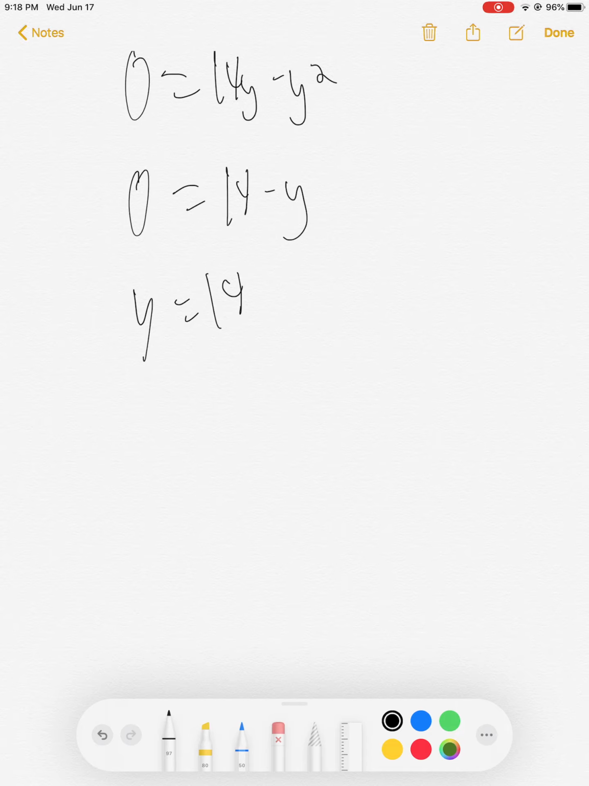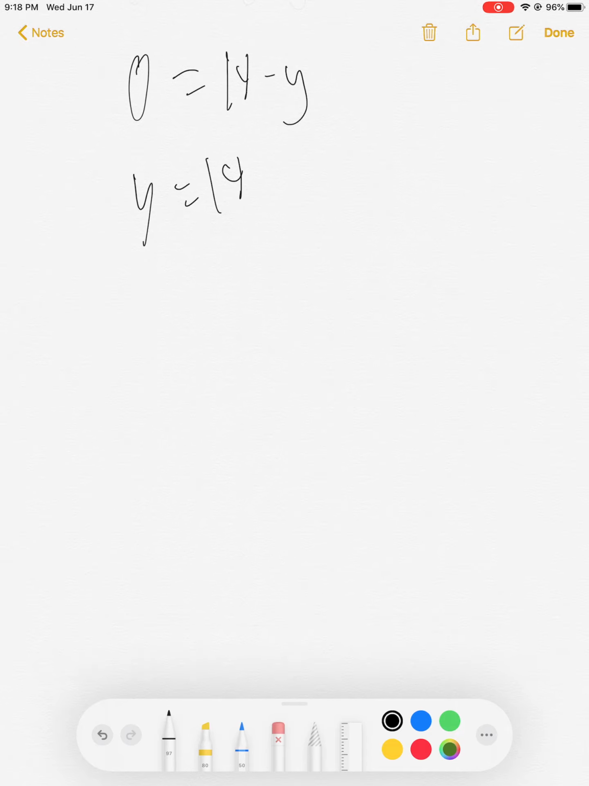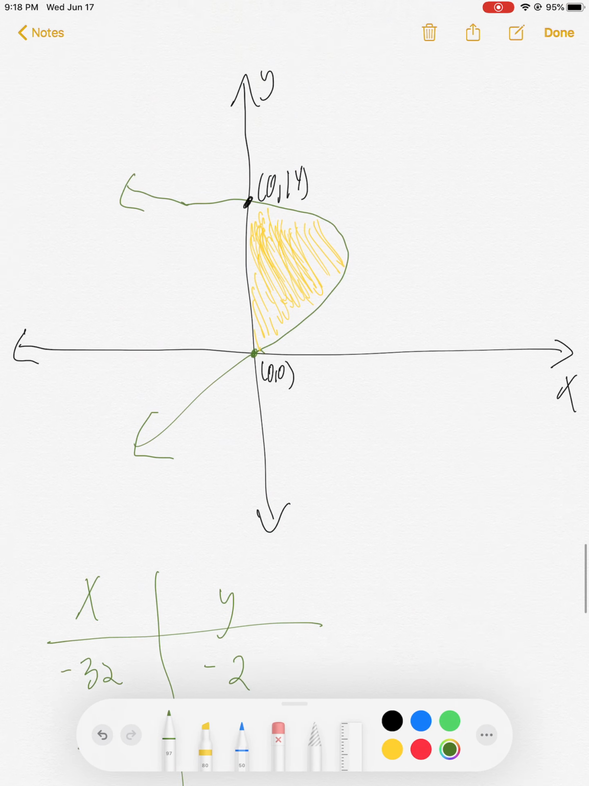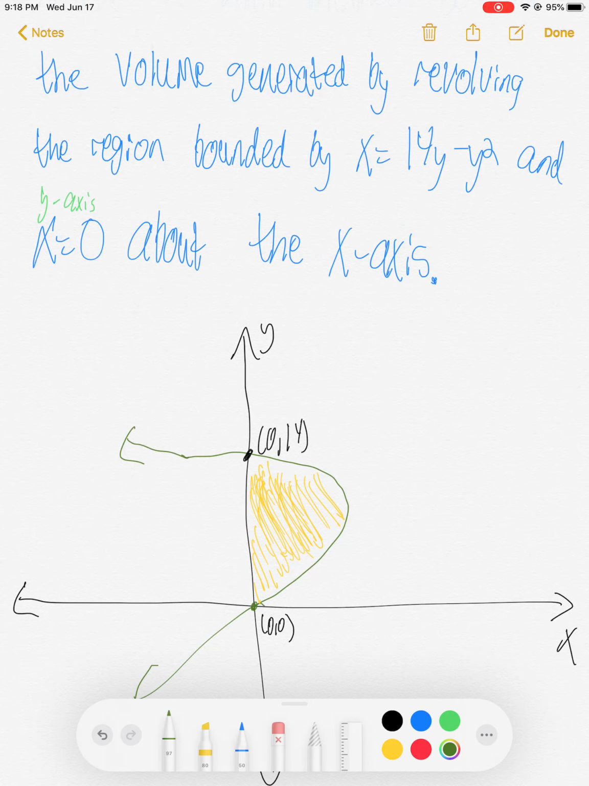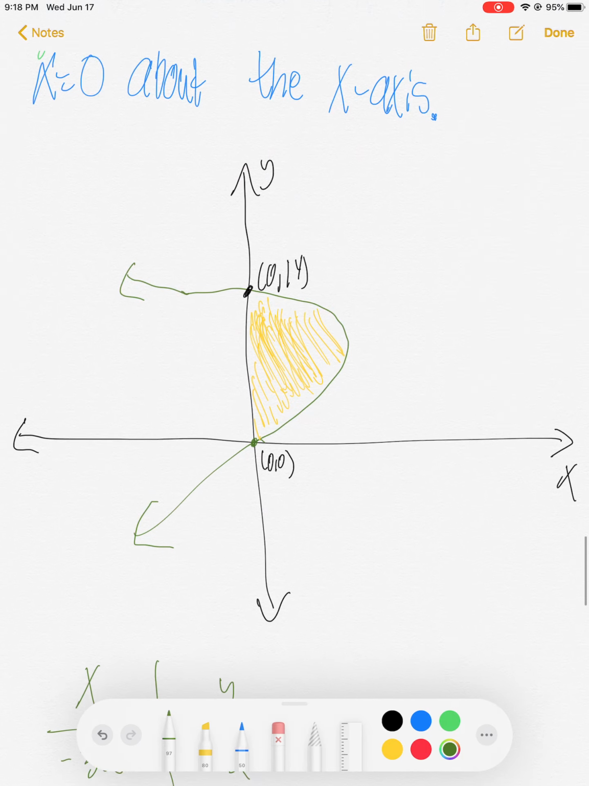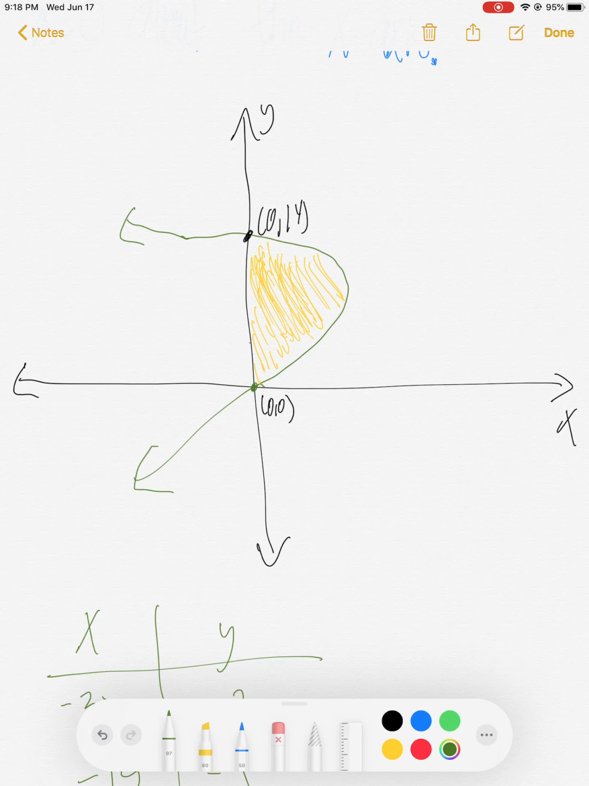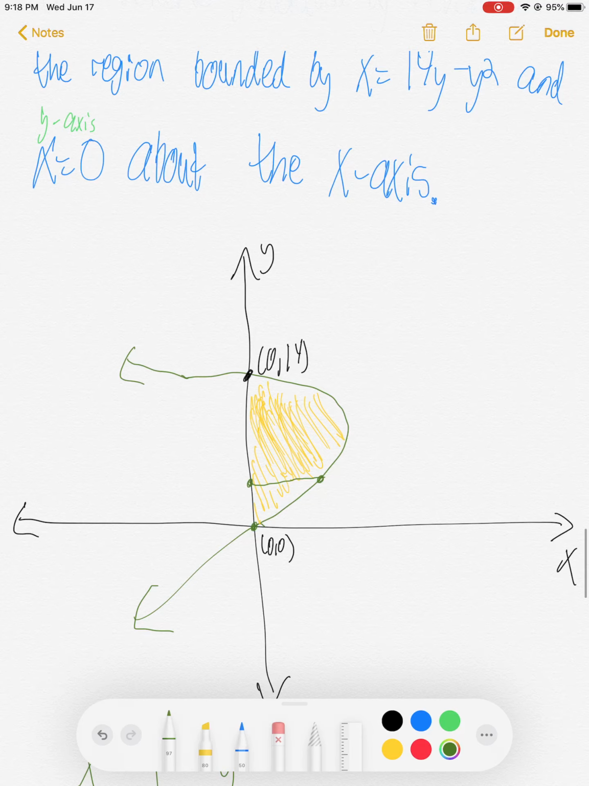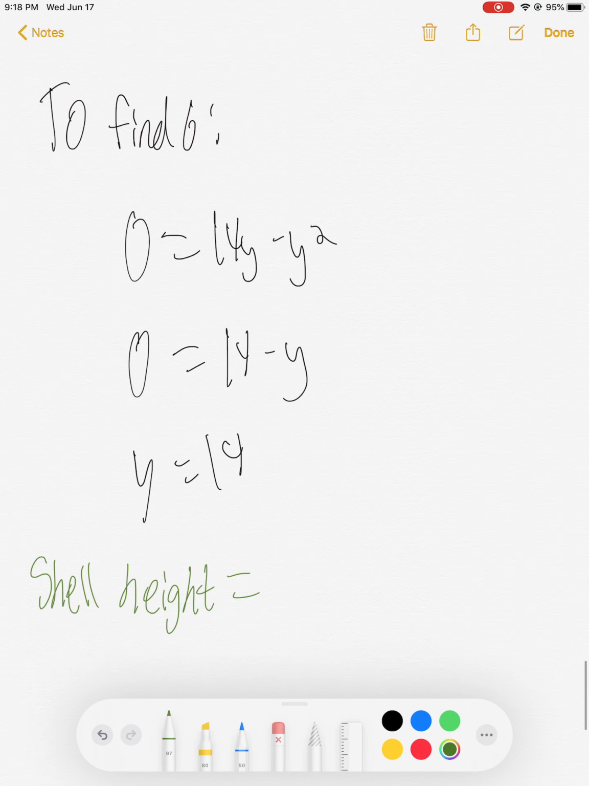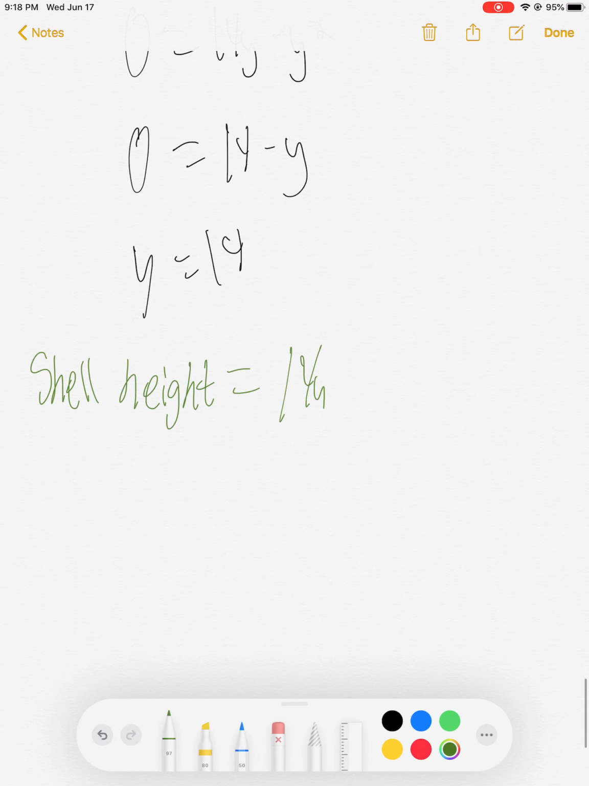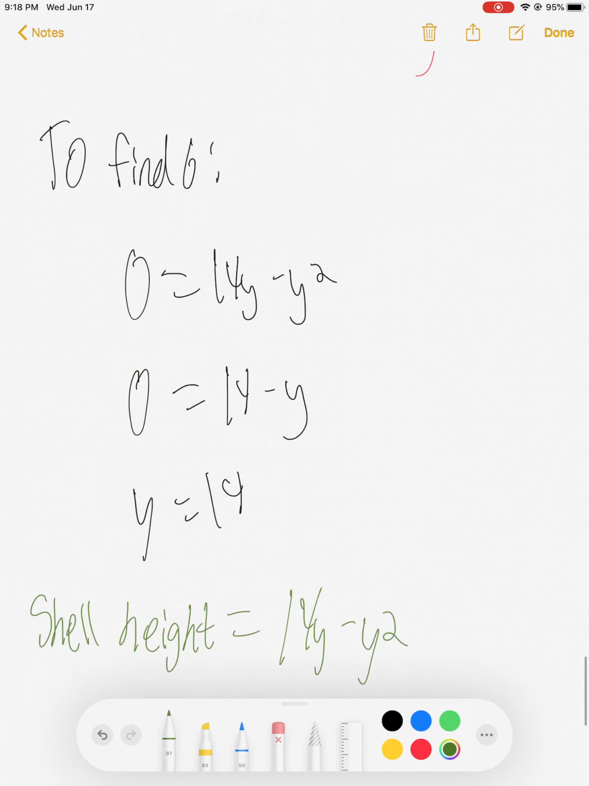Now let's start with the shell height, which you'll recall, we're going to draw a line segment parallel to the axis of revolution. In this case, the axis of revolution is the x-axis. So it's going to look something like this. The length of that is given by the x-coordinate, which in this case is 14y minus y squared, because x equals 14y minus y squared.